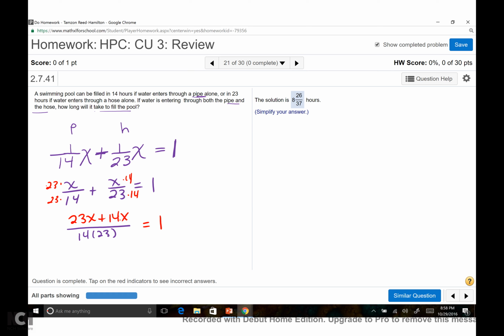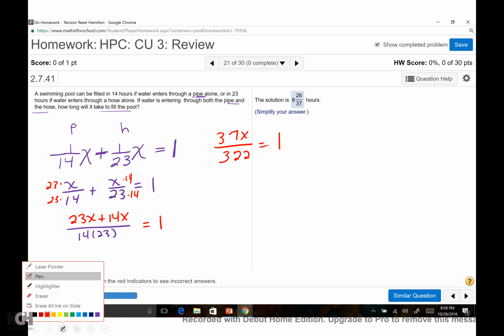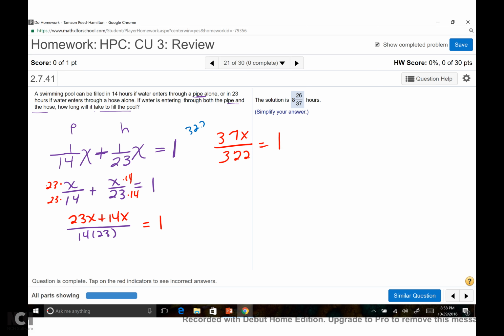So now if I simplify that, 23 and 14 would be 37x over 14 times 23 is 322. So now to solve this, I'm going to kill the fraction, so I'm going to multiply both sides by 322. I get 37x equals 322. Divide by 37, and x equals 8.7027, yada yada yada. Let's call it 8.7.